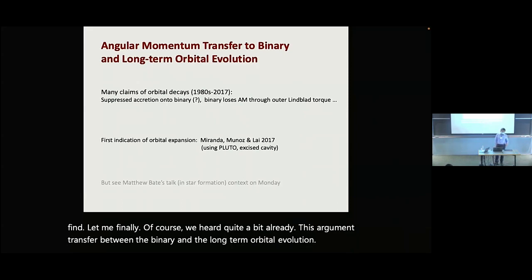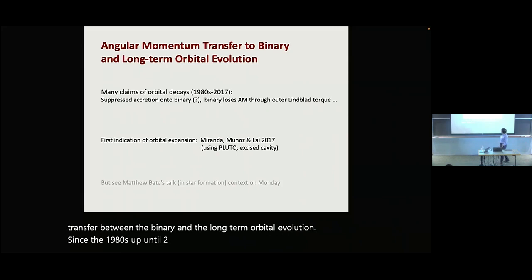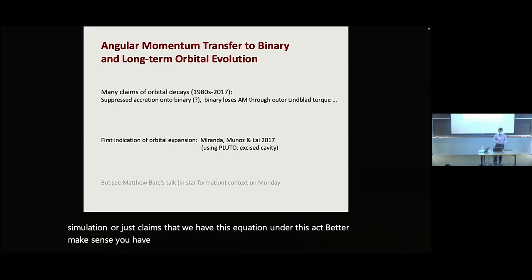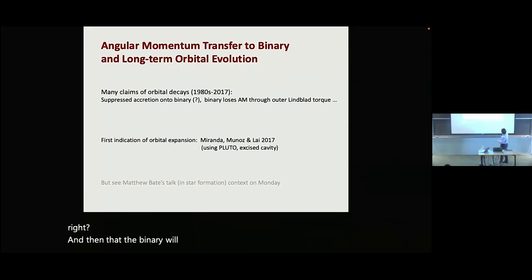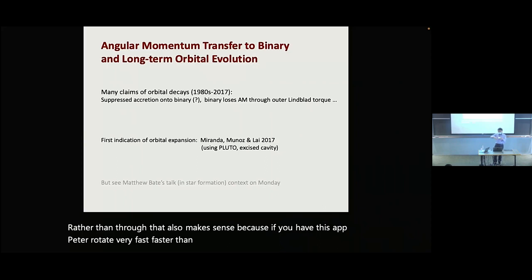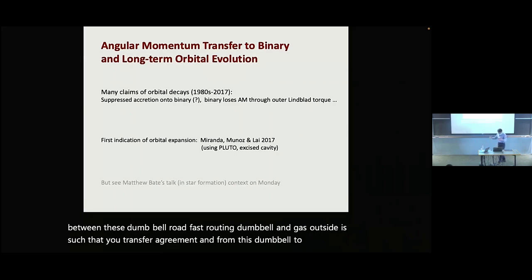Since the 1980s up until 2017, there have been many claims, based on simulation or just claims, that when you have accretion under this dumbbell, this makes sense. You have suppressed accretion. That seems to make sense, right? And then the binary will lose angular momentum through Lindblad torque, and that also makes sense, because if you have this dumbbell rotating very fast, faster than the gas outside, the gravitational coupling between this fast rotating dumbbell and the gas outside is such that you transfer angular momentum from the dumbbell to the gas outside. So that all makes sense.